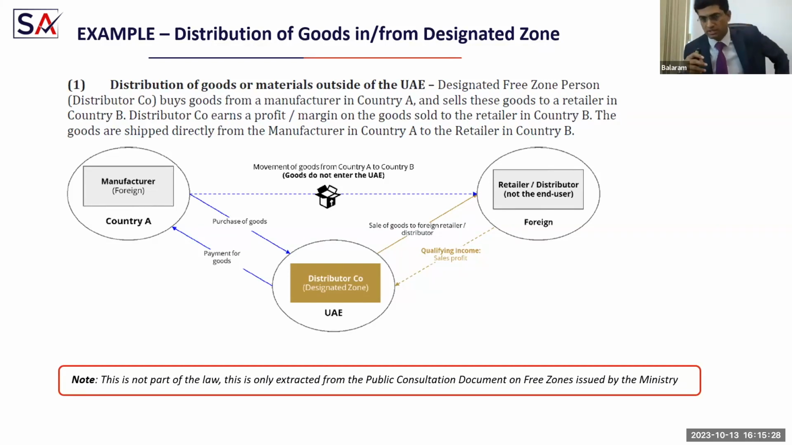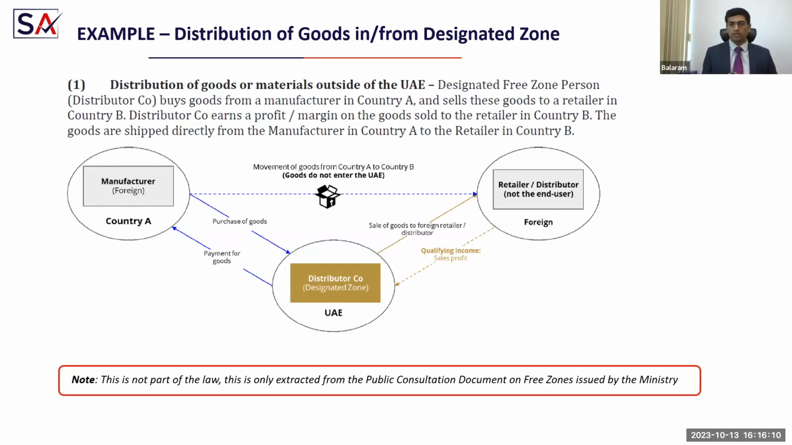This is what generally happens in the case of third port shipment, or it could be a high sea sale also. So you are buying from a manufacturer in country A. You are a distributor in a designated zone, buying the goods from the manufacturer in country A and selling these goods to a retailer or distributor in country B. The goods are physically not coming to UAE or the designated zone. They are physically moving directly from country A to country B. So in the public consultation document, they mentioned that this activity could also fall under qualifying activity and the income generated out of that will be a qualifying income. Okay, that is what is mentioned.